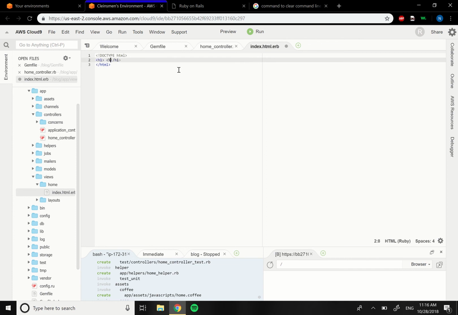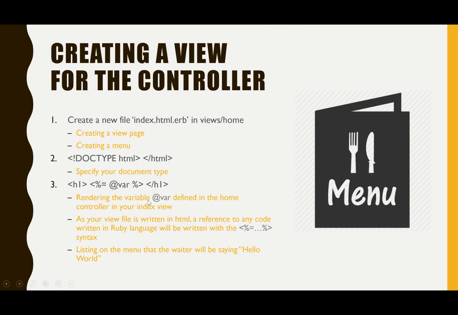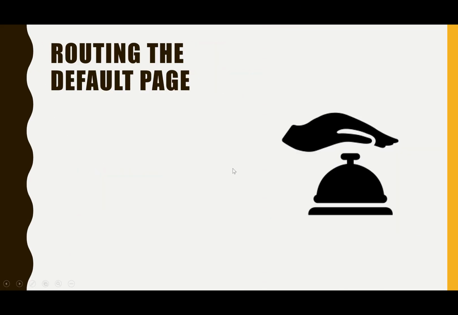And I'm gonna say I want to access this variable. We're gonna close it. You're gonna save that. Alright. And that's for creating the view. Now, before you can view it, you want to route the default page to this new page that you did. And this is basically assigning the bell to the waiter.